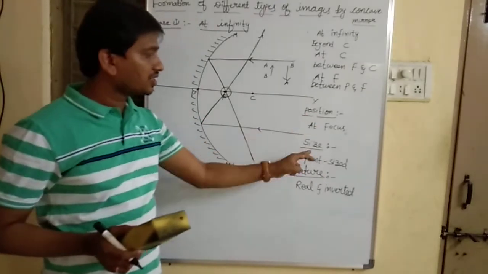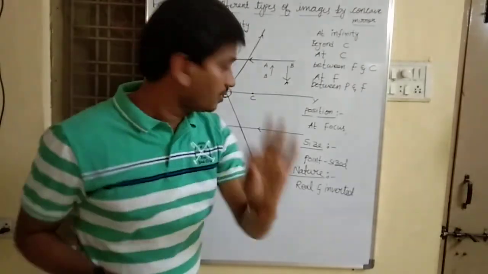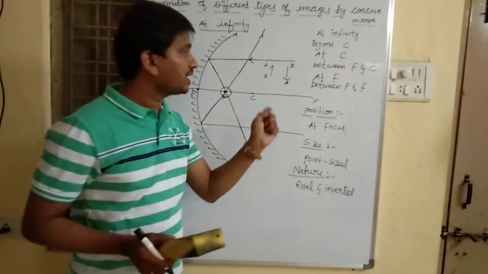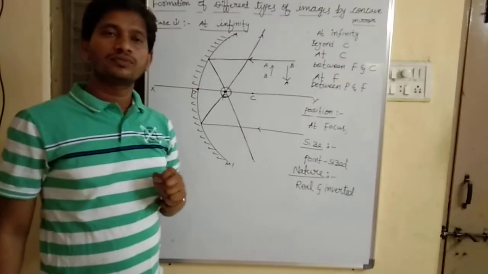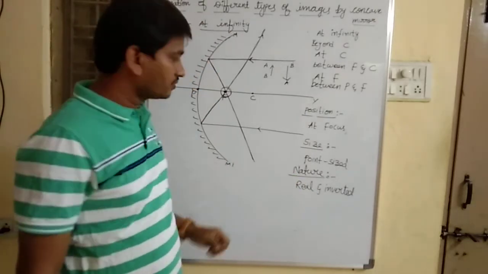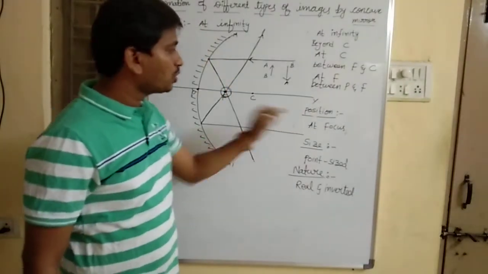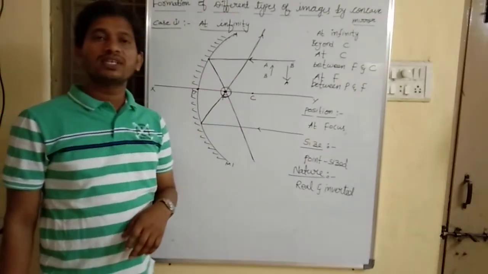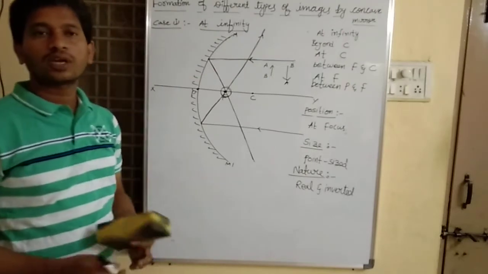These are the characteristics of an image: position, size, and nature. What is the nature of the image? If you place an object at infinity, the nature of the image is real and inverted, the size is point size, and the position is at focus. We got the image at focus. This is our first case, at infinity.